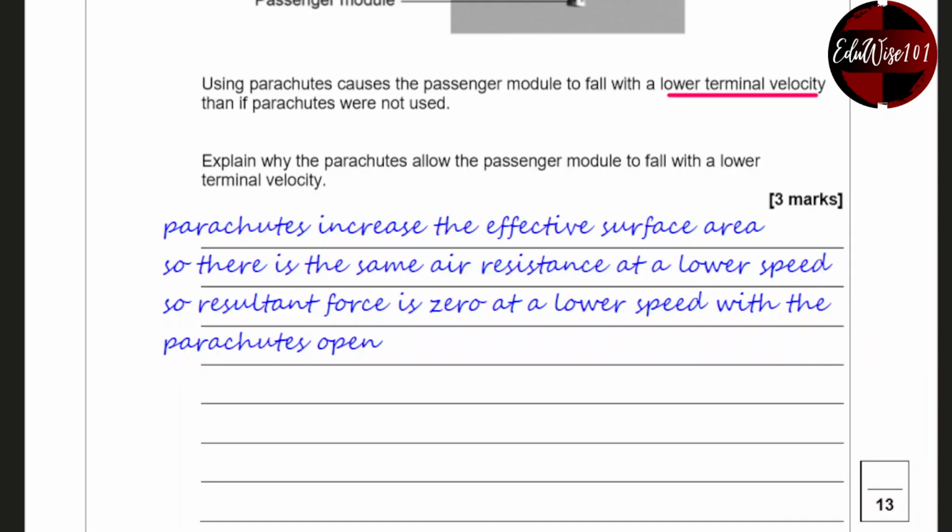Parachutes increase the effective surface area. So you need to mention surface area, or the word area, to get a mark. So there is the same air resistance. The air resistance is the same at a lower speed. So resultant force is 0 at a lower speed with the parachutes open. Take a bit of time to understand what the marking scheme answer actually says, because it is a bit confusing for most students to actually grasp this answer.